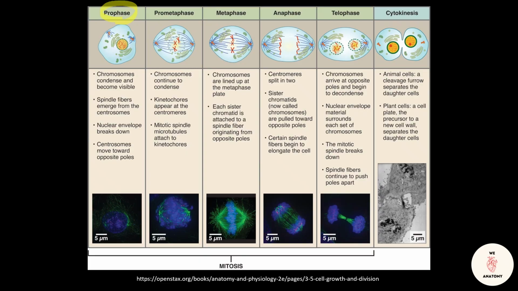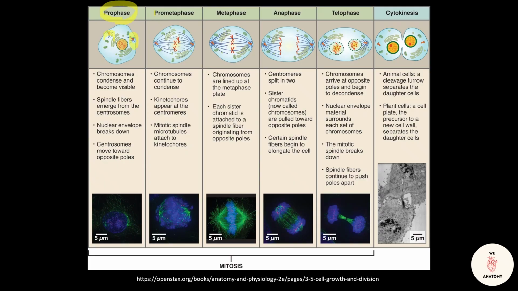In this phase, the chromosomes condense and become visible in the nucleus, and the nucleolus disappears. So we've gone from chromatin, where the DNA is loosely coiled around those histones, to now they've been condensed into chromosomes. The spindle fibers also emerge from the centrosomes, and the centrosomes move toward opposite poles of the cell. So you can see these centrosomes here moving toward opposite poles of the cell. The last thing that happens is the nuclear envelope begins to break down.